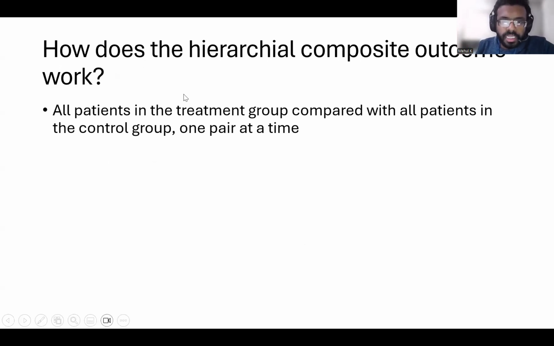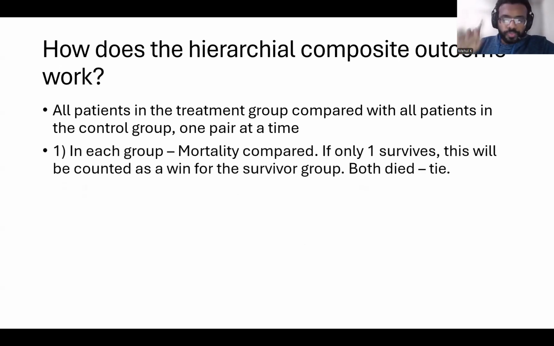Each patient in the treatment group is compared with all the patients in the control group, one pair at a time. First of all, they compare the mortality. If only one survives, this is counted as a win for the survivor group, whichever group the survivor belongs to. If both died, then it is considered a tie, and you don't go below that. It is only considered a tie if both patients die.